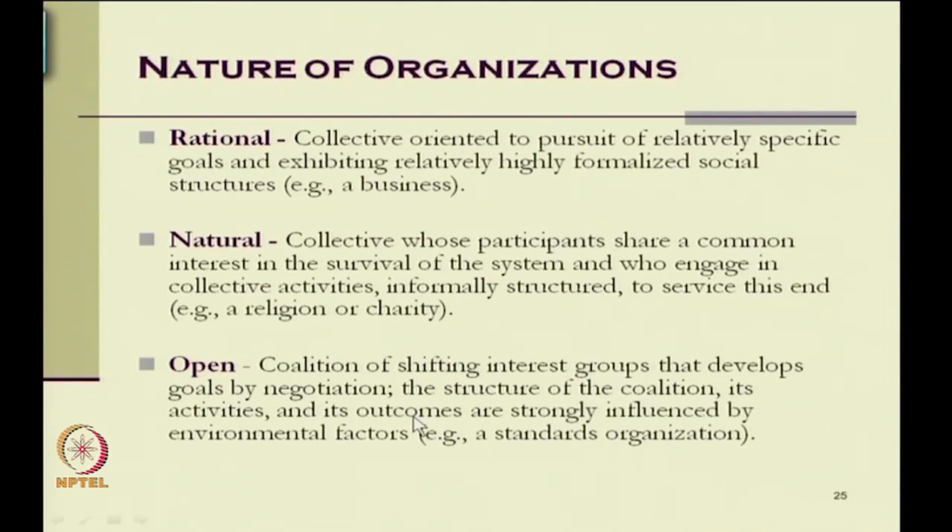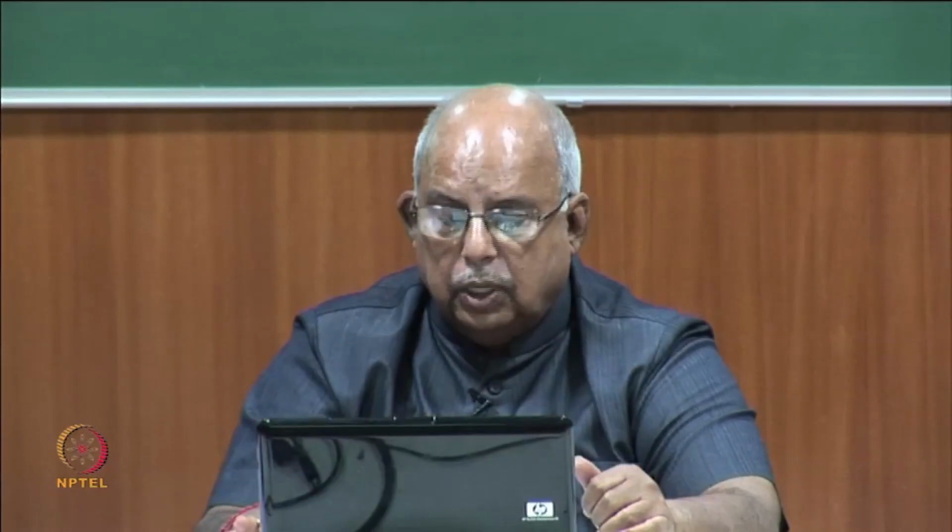A coalition of shifting interest groups is an open system that develops goals by negotiation. The structure of the coalition, its activities and its outcomes are strongly influenced by environmental factors. One could think of political groups who come together to share power in a system and who will walk out and walk in depending upon their calculation of what is going to work or what is not going to work.